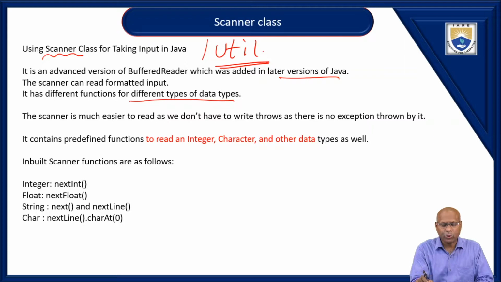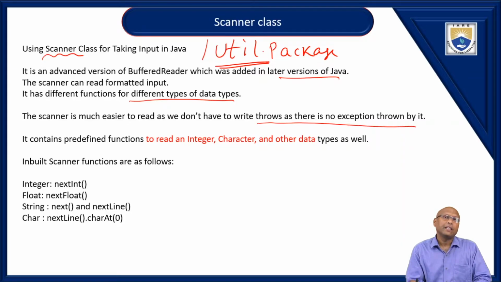So this scanner class belongs to which package? Util package. The scanner is much easier to read as you do not have to write the throws. There is no exception. Here in the scanner class, there is no exception concept. Whereas in your command line argument as well as in your buffer reader, there is a chance of exception because you may give some wrong input. So it contains predefined functions to read integer, character as well as other data types. There are some built-in functions.